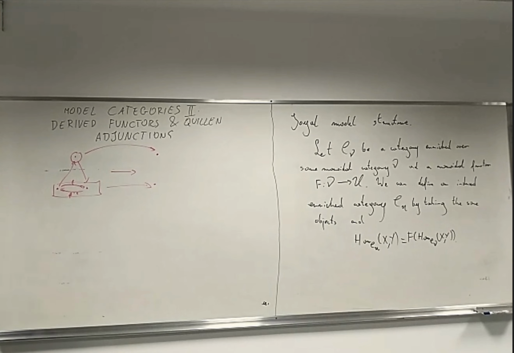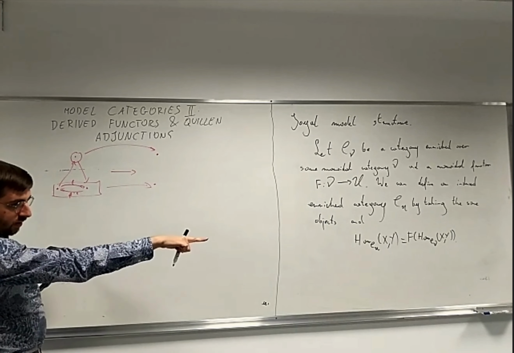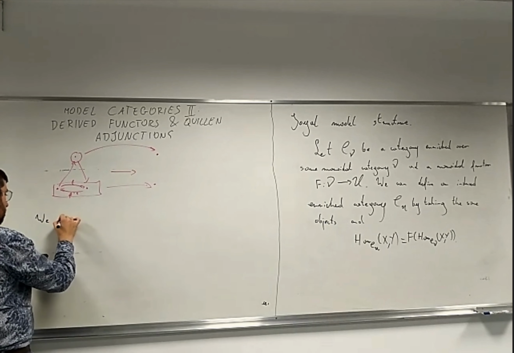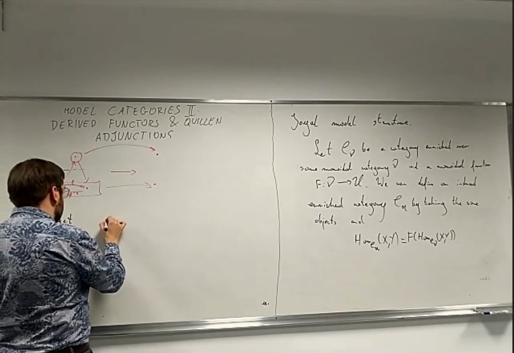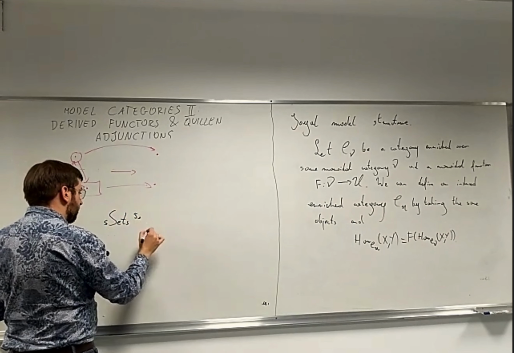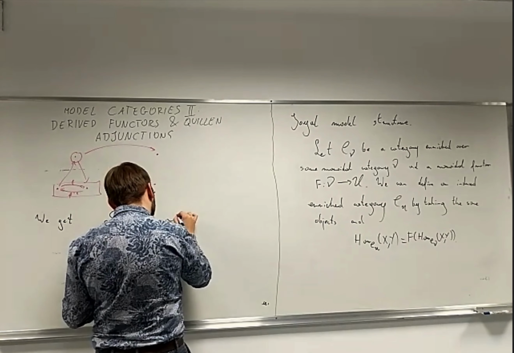Okay, I'm nearly there. So if we take this construction, what we get is simplicial sets enriched over sets, so this is just an ordinary category.